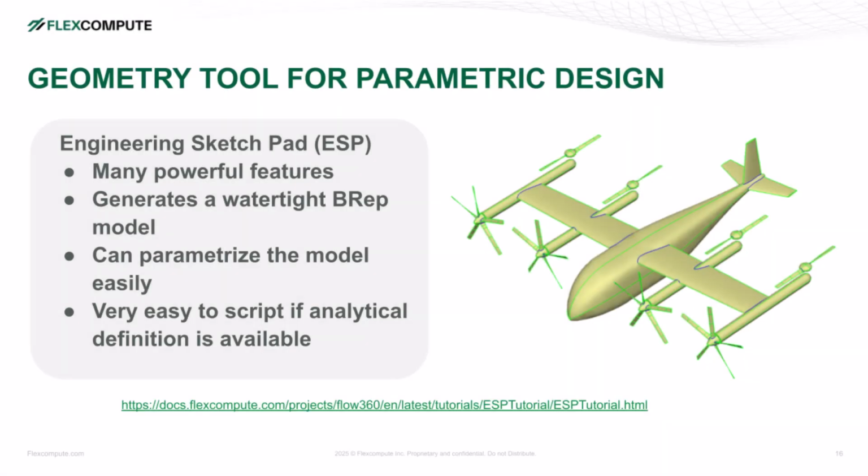We also offer access to a geometry tool for parametric design called Engineering Sketchpad, or ESP. This is a powerful tool to create geometry. It will create a watertight model and allow you to parameterize the model very easily. All that's needed is an analytical representation, like a shape or curve lines, and then you can generate a model. Using ESP is not required, but it is an additional option for geometry creation.